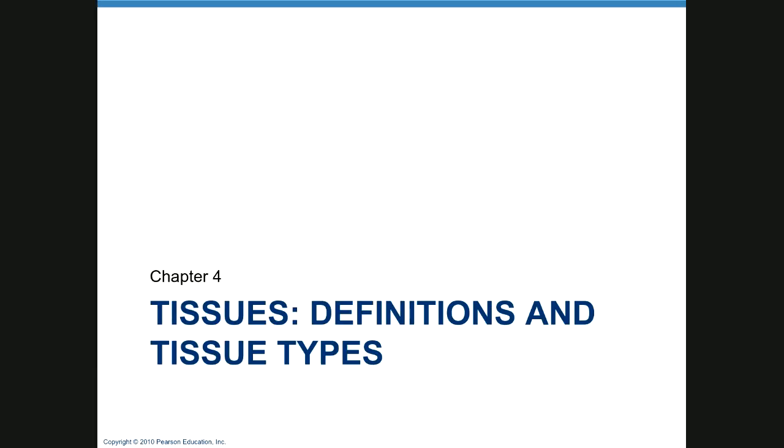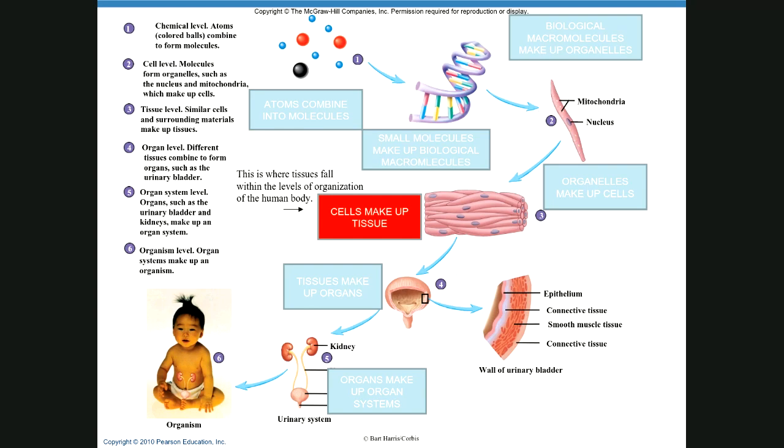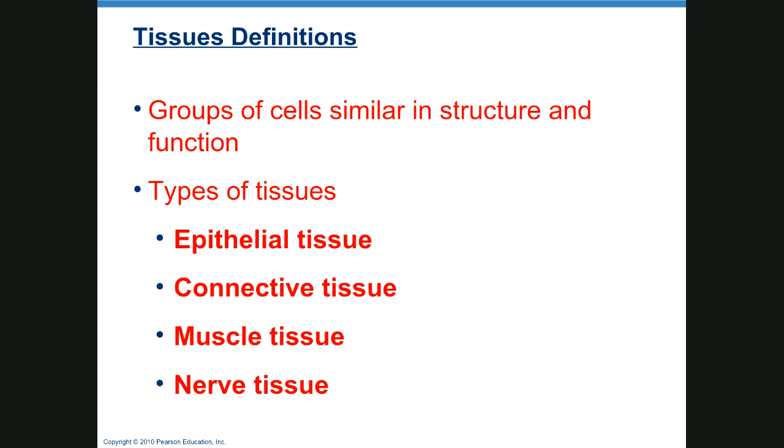This recording is going to go over Chapter 4, PowerPoint A. Chapter 4 deals with tissues. And as you remember from Chapter 1, tissues are made of cells and make up organs. So at the lowest level of classification, tissues are made of cells and products of cells, and tissues come together to make up organs. As you probably know by now, the body is made of 4 basic types of tissues.